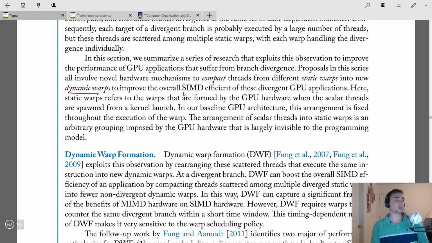Static warps refers to the warps that are formed by the GPU hardware when the scalar threads are spawned from the launched kernel. So this is intuitively how we think about our applications: consecutive threads, if we have a linear grid, so every 32 threads will represent its own warp. That's the intuitive way to think about it. And we're talking about dynamic warps, splitting those up and rearranging them.